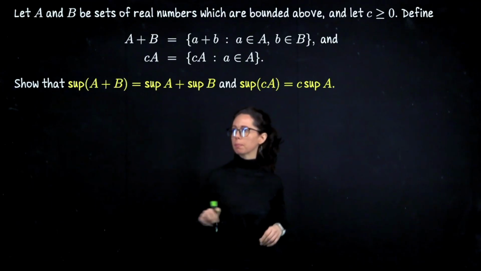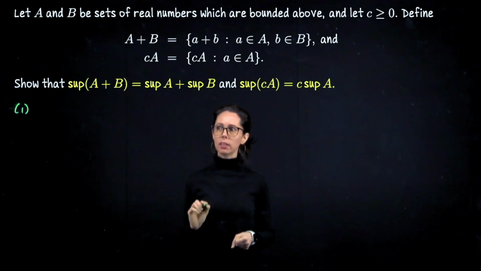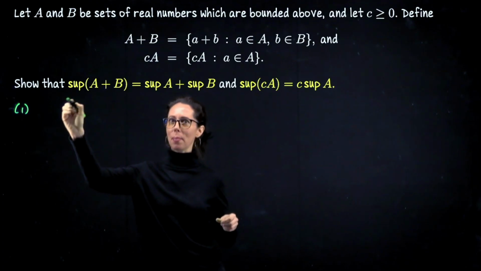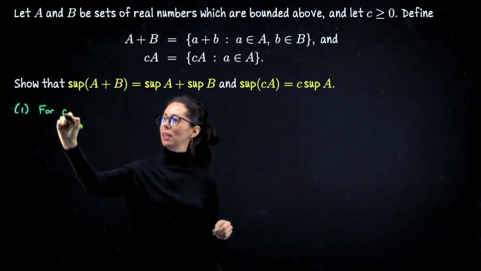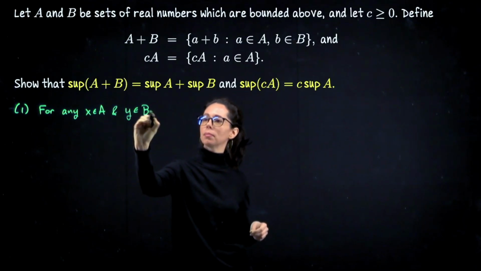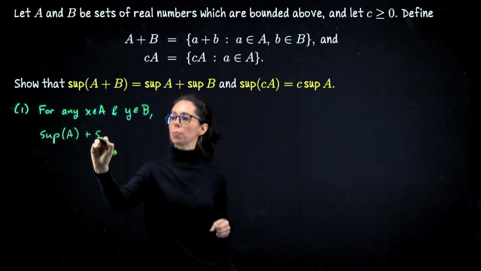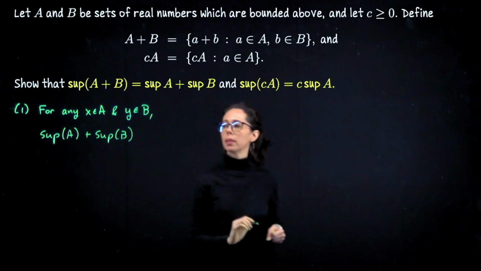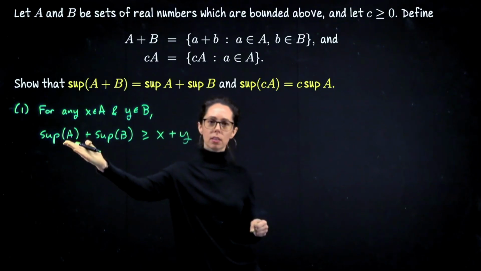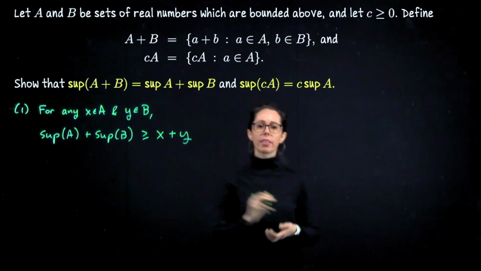Let's start with the first one. For any element, little a, I'm going to switch to x and y so that I don't have to keep using letters both in capital and lowercase form. For any x in A and y in B, the supremum of the set A plus the supremum of the set B must be greater than or equal to x plus y, because the sup of A is greater than or equal to x, and the sup of B is greater than or equal to y. So we just add together those two inequalities.